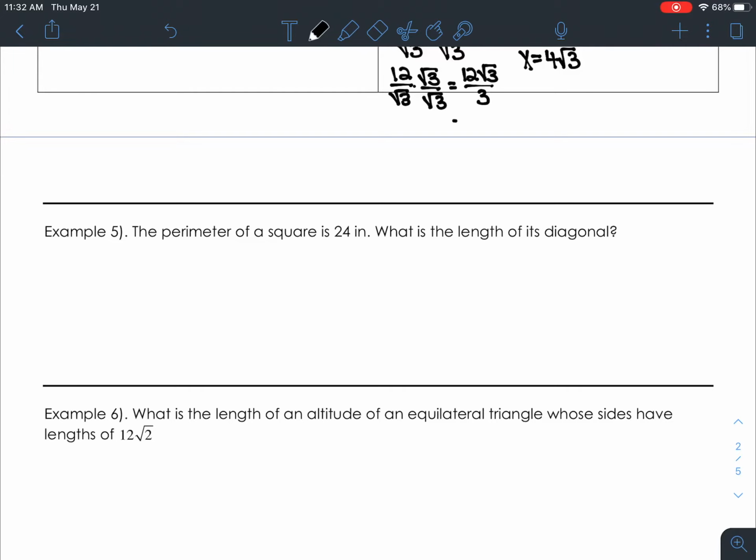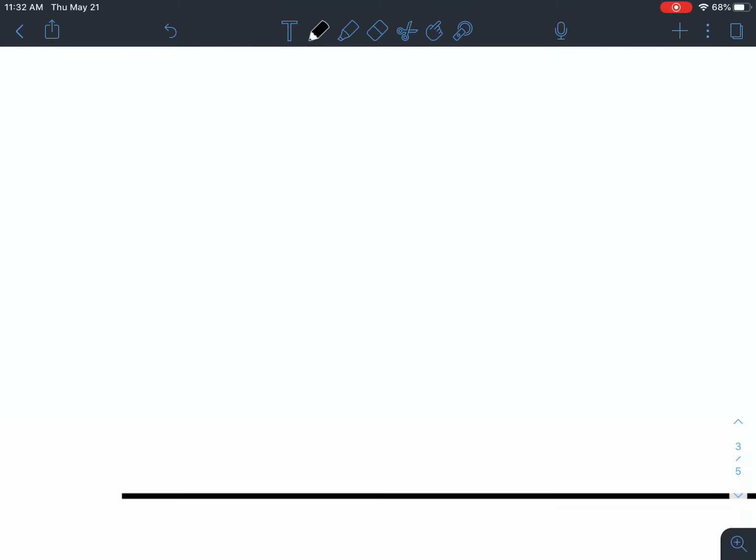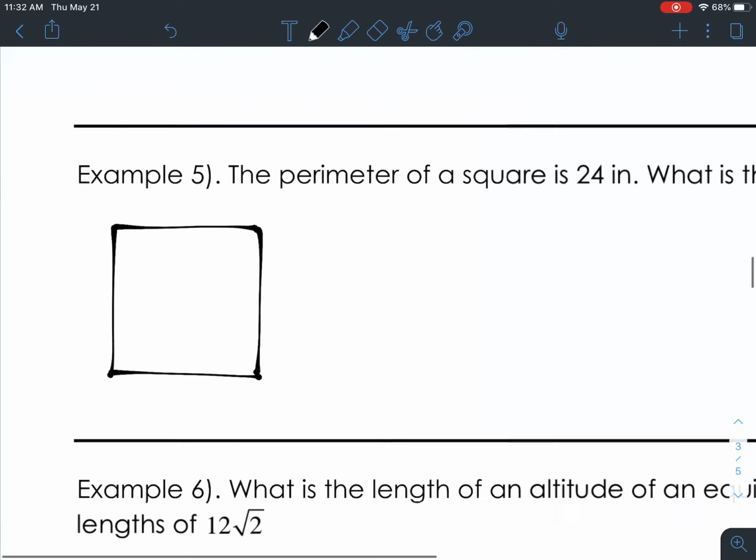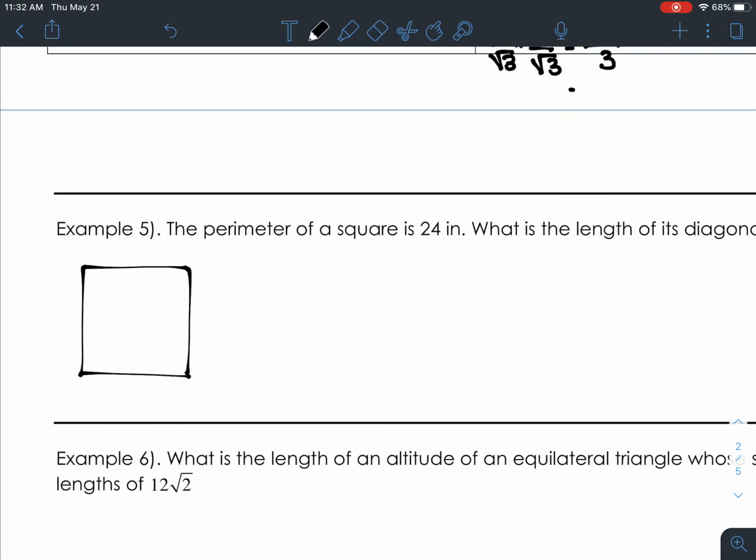Okay, so on example 5, it says the perimeter of a square is 24 inches. What's the length of its diagonal? Okay, so let's draw a square to start. And it says that the perimeter of the square is 24 inches. So what does that mean that each side length is?